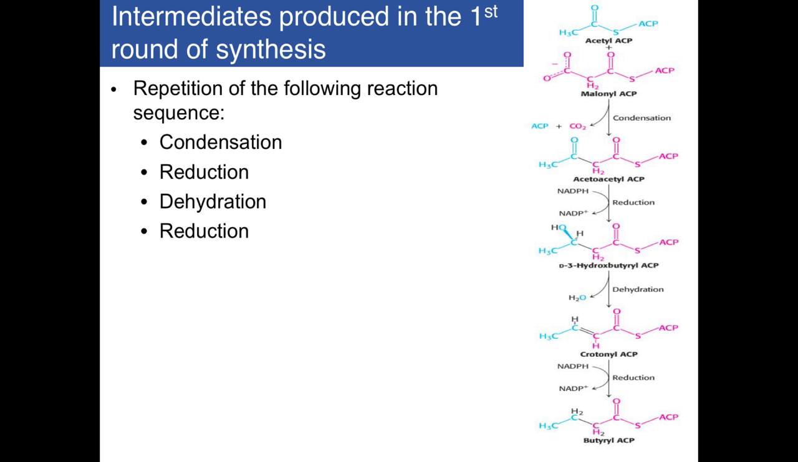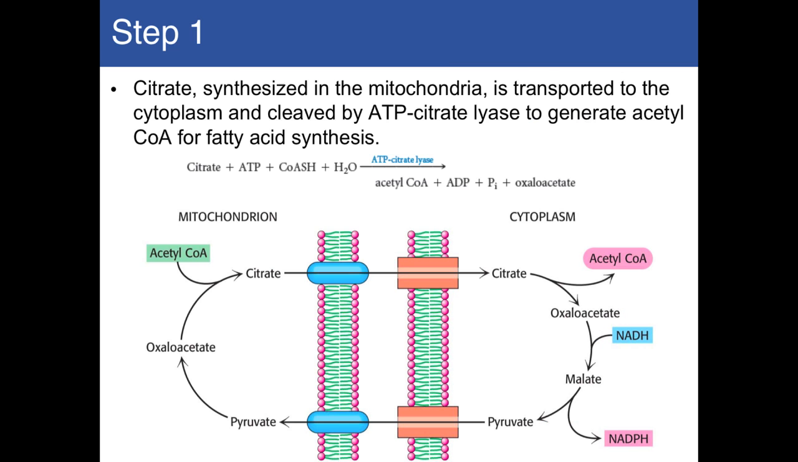I would want you to know exactly what we're talking about as far as being able to identify the type of reaction. You're likely to see that. So this is the first round of synthesis. We're going to go from acetyl ACP down to butyryl ACP. This is where we activate it and put it on the scaffold.